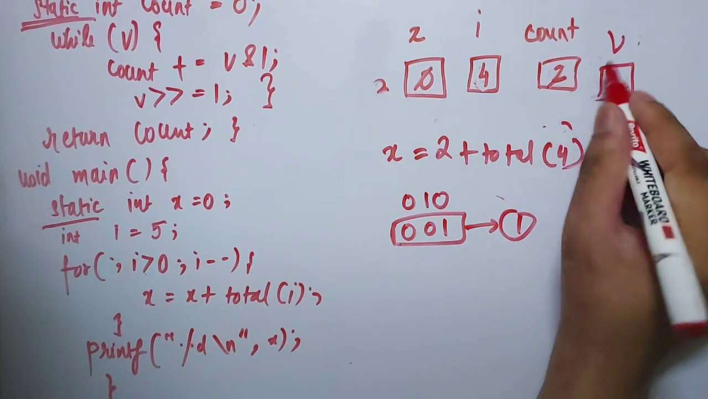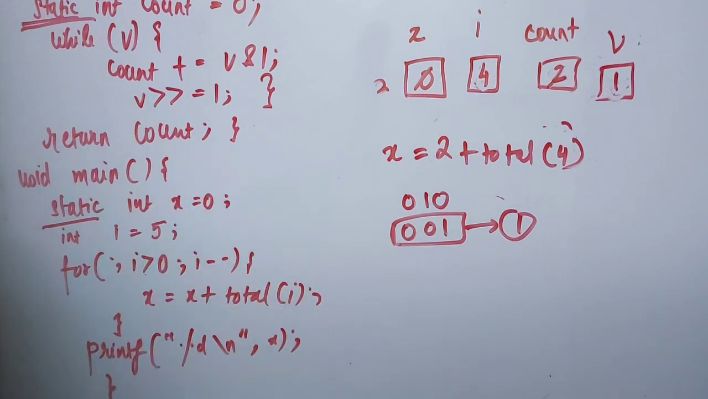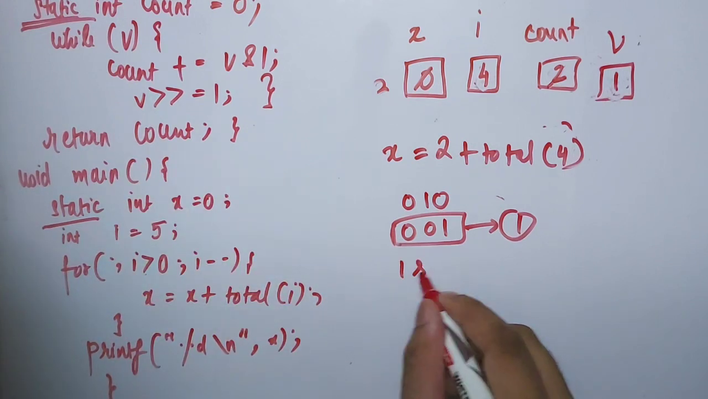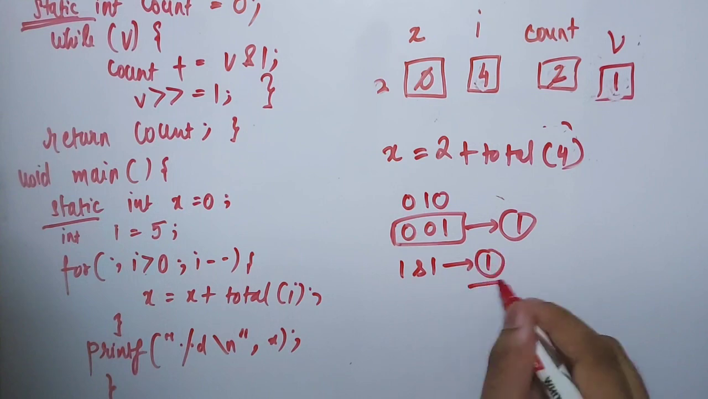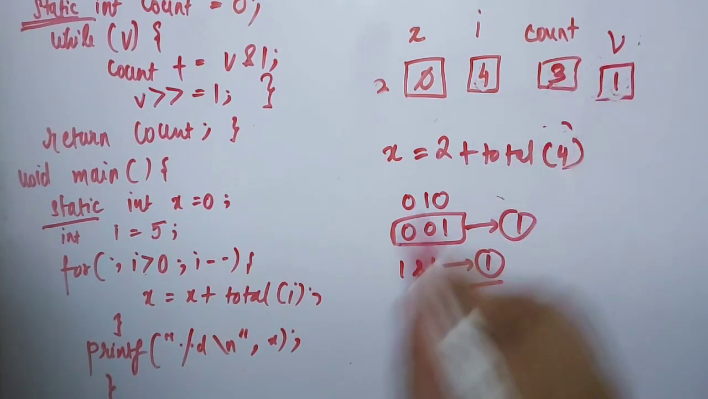So v gets value 1. Now we see while of 1 is true, so now it will AND 1 and 1, which is true, so 1 it gives. So count gets incremented by 1, so count gets value 3.